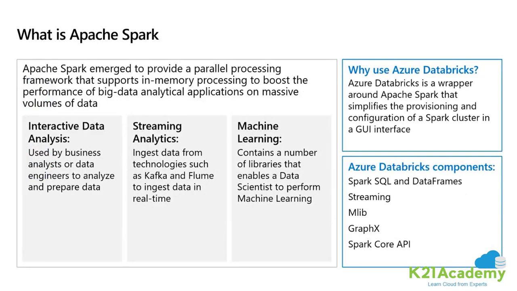We can integrate various Azure Data Platform solutions and Power BI with Azure Databricks to create the end-to-end solution. So what is Apache Spark? Apache Spark is a parallel processing framework that supports in-RAM or in-memory processing. It really is around 100 times faster than normal Hadoop processing, and it is used for real-time processing.